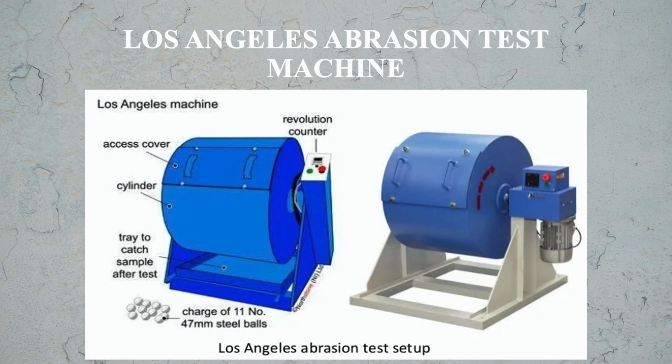Here you see the Los Angeles abrasion test setup. There is a rotating drum, and in this drum we put our sample along with the charge. What is meant by the charge here? These are steel balls, and steel balls are put along with the aggregate. Then this drum is rotated. So these balls will cause the wearing of the aggregate, and then we will measure the wearing of the aggregates done in this test.